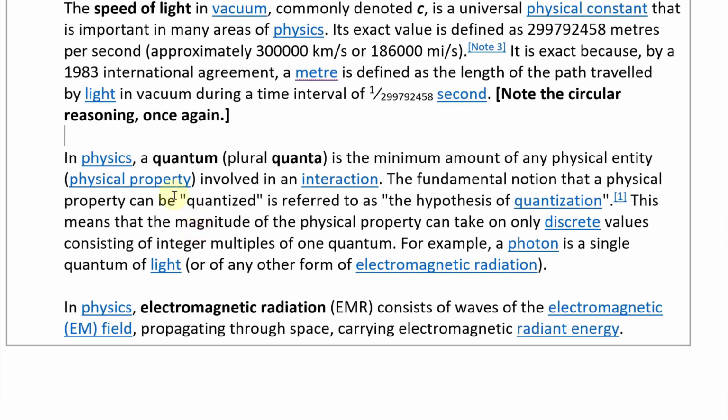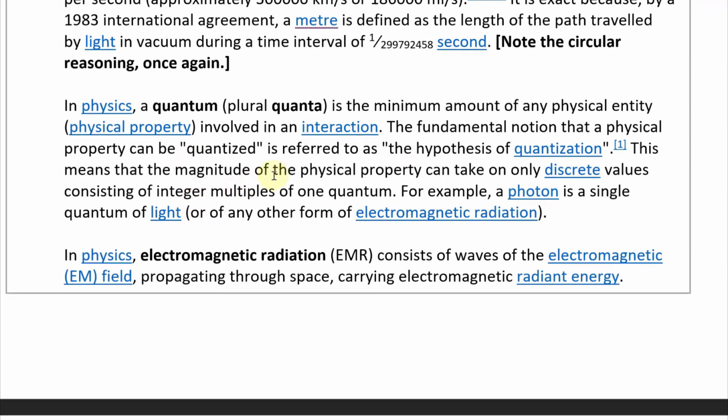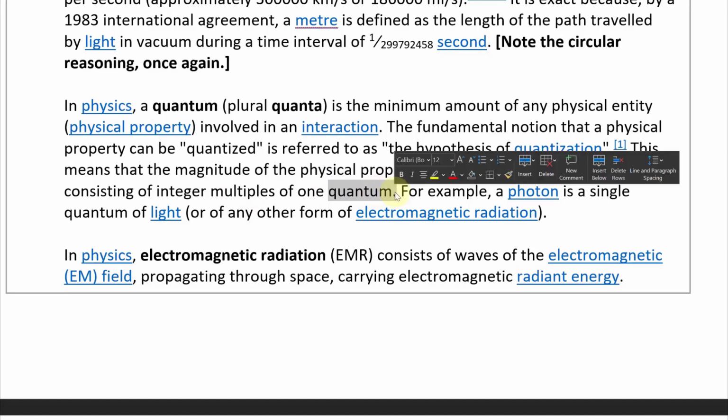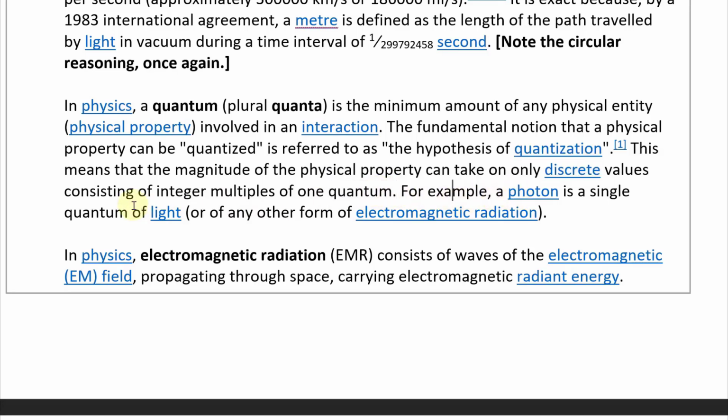So anyways, continuing further, in physics, a quantum, or plural quanta, is the minimum amount of any physical entity or physical property involved in an interaction. The fundamental notion that a physical property can be, quote, quantized is referred to as the hypothesis of quantization. This means that the magnitude of the physical property can take on only discrete values consisting of integer multiples of one quantum. For example, a photon is a single quantum of light or of any other form of electromagnetic radiation.